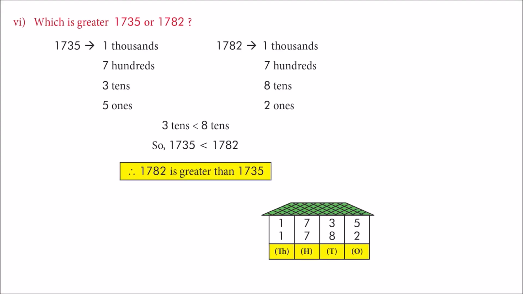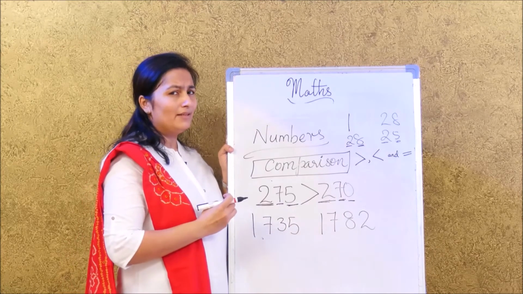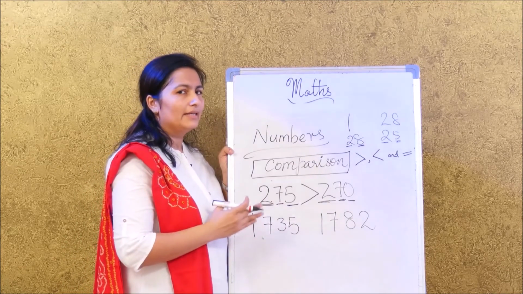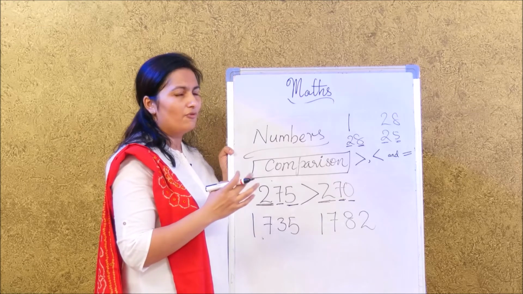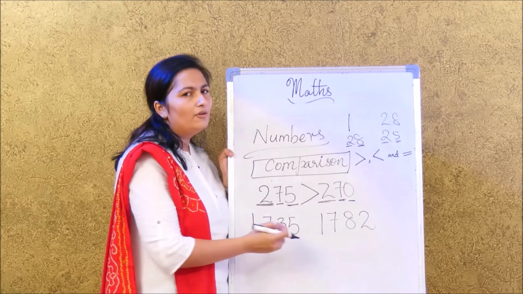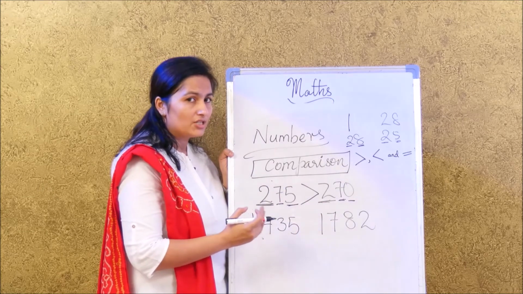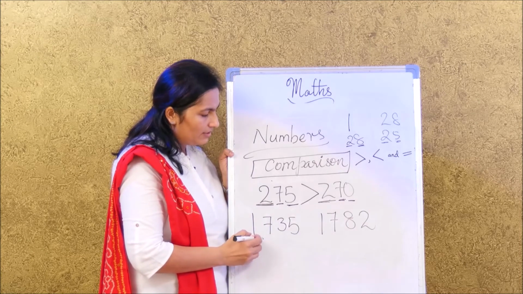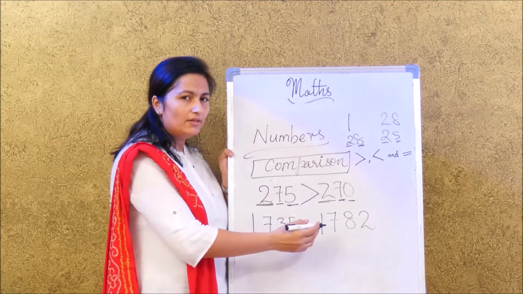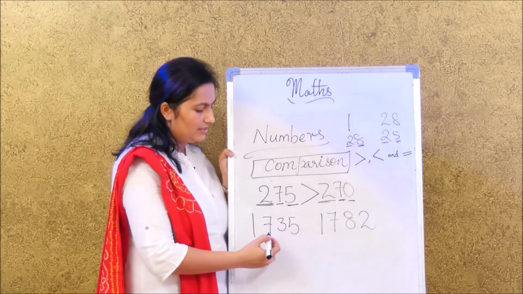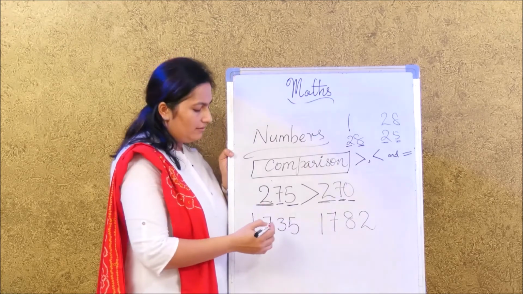Textbook page number 62. The numbers are 1735 and 1782. So, first for you to look at the number. Are they 1 digit, 2 digit, 3 digit, 4 digit? We will look. Okay. Both are 4-digit numbers. Now, the second step is: they have 4-digit numbers and they have very similar digits. 1 is there, 7 is there, 1 is there, 7 is there, then 3 and 5 are there.